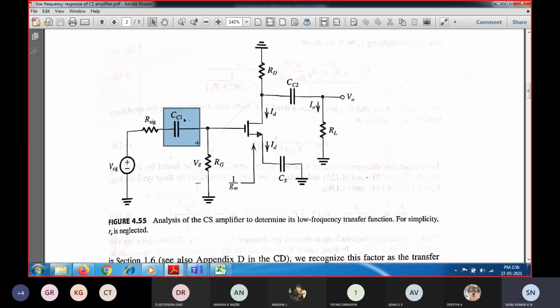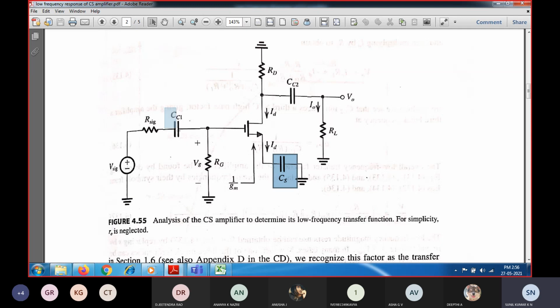These external coupling capacitors couple the input voltage signal to the input side. At the same time, the output voltage across the drain terminal is coupled to the output load resistance. Wherever there is no direct path, you have a bypass capacitor which connects between the source and ground. So CS is the bypass capacitance which connects between the source and ground.